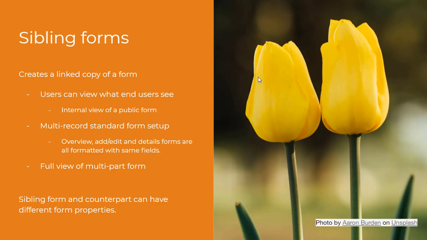The second thing that happens is when you use the multi-record standard form setup. This is a setup that allows you, from a multi-record table, to create the overview, the add edit, and the details form. Keeping them connected as a sibling link, especially at the beginning of building, allows you to build all 3 forms with the fields that you want displayed quickly and easily, because it adds all of the fields on all 3 forms simultaneously. So it's going to save you a lot of time.